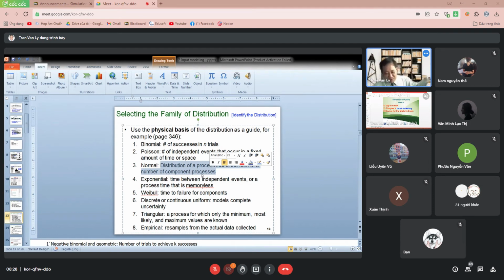Processing time of some steps also. So normal, one by one. Exponential: the time between independent events. This event happens, another event happens, and the time between two customers arriving. Time, huh? Not the number of customers.